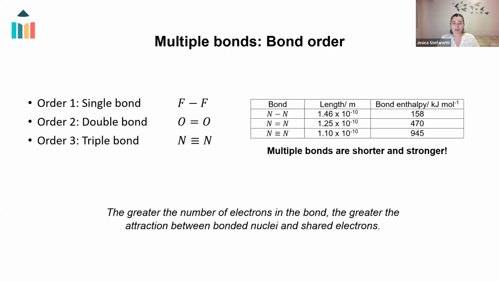And the whole reason is that when we have a greater number of bonds, there are more electrons there. So keep in mind that what we have here is an increase in the attraction between the bonded nuclei and the shared electrons we have in that bond.